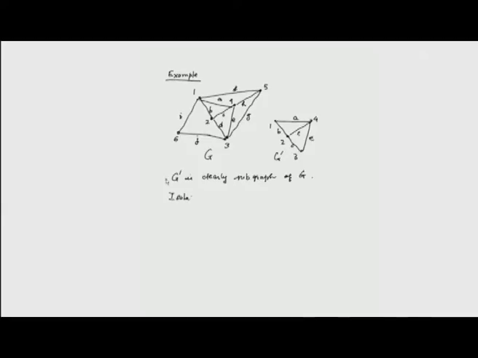Before I end today's lecture, I will introduce few more terminologies. One is an isolated vertex. A vertex of degree 0 is said to be an isolated vertex.